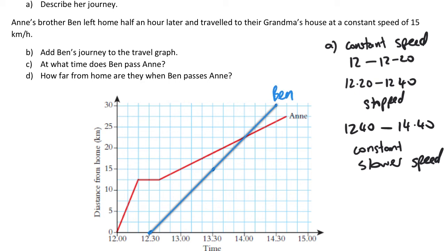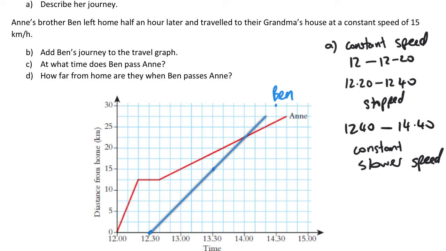Now, I suppose if we were being really fussy about it, which we should be, we can see that Anne stops at her granny's house, which is 27.5 kilometres away. So really for Ben, we should do the same. We should make his graph finish at 27.5 kilometres. So we should reduce that line down to there.